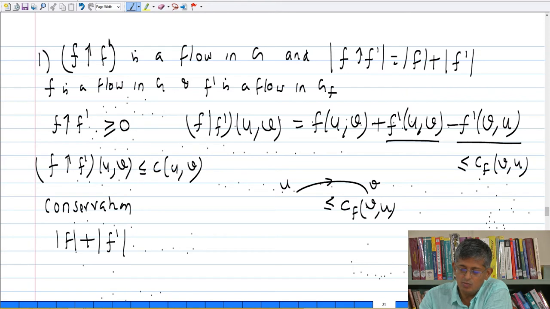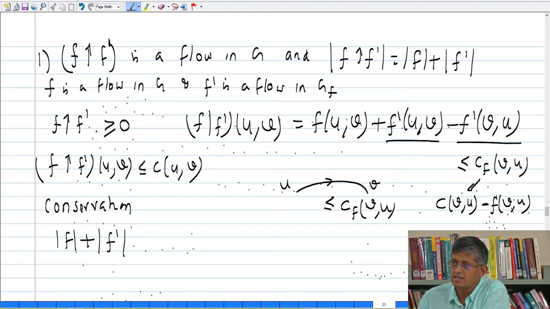There are two possibilities here, right? You might have written this as c(v,u) minus f(v,u), right? No, oh, the edge is uv only, right? Yeah, I'm sorry.